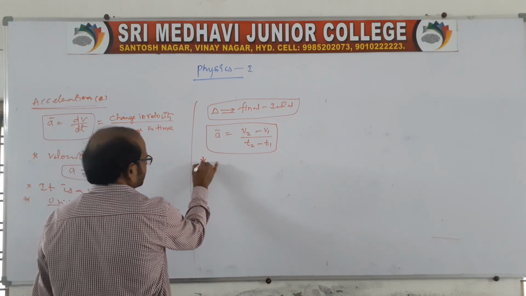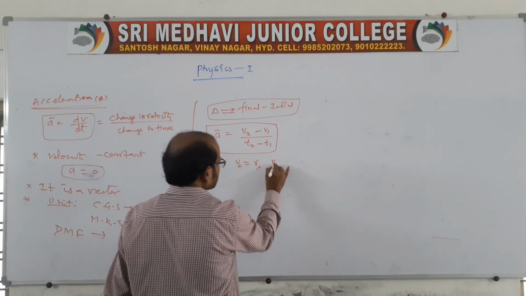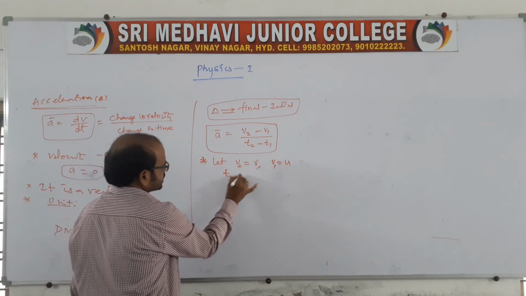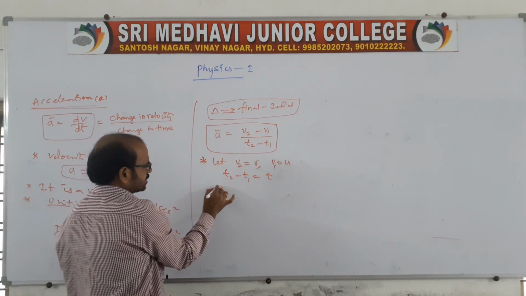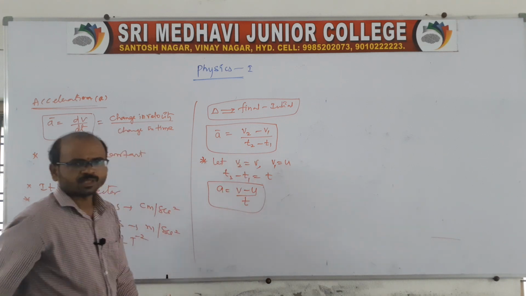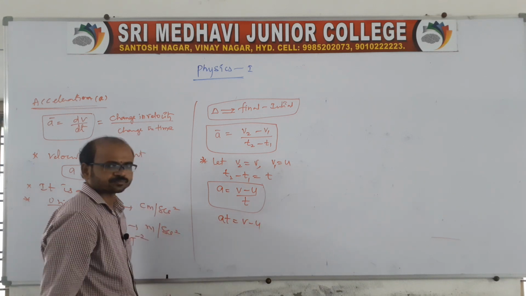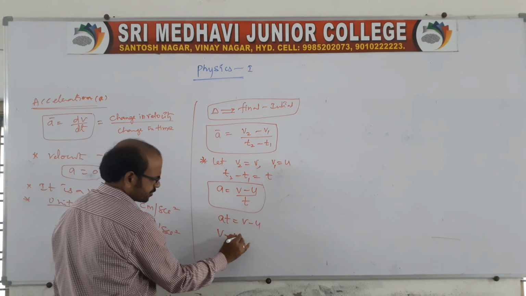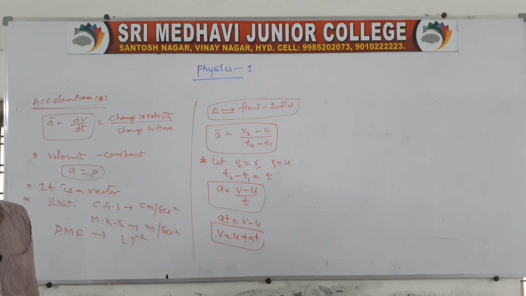Now let V2 be the final velocity V, and V1 the initial velocity u. Here t2 minus t1 is t, the change in time. Then a is equal to V minus u by t. Taking cross multiplication, at is equal to V minus u, then V is equal to u plus at. This is the expression related to the equation of motion.